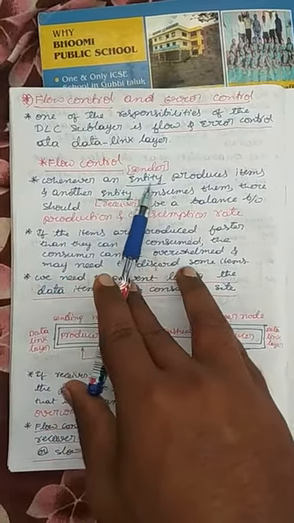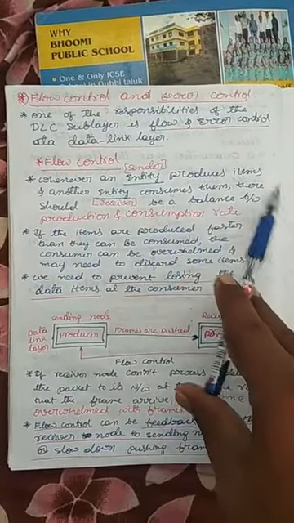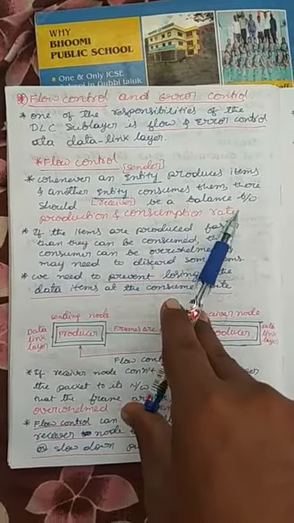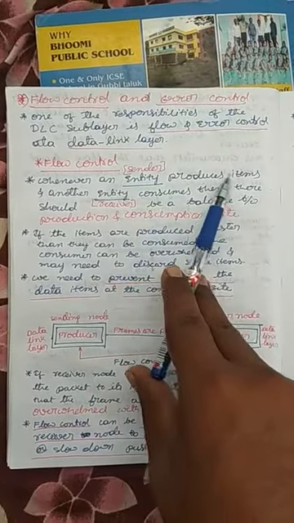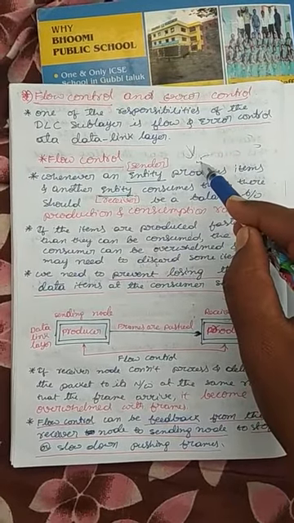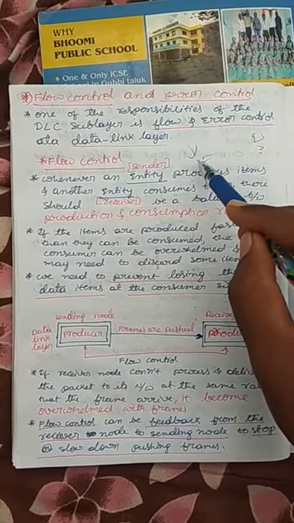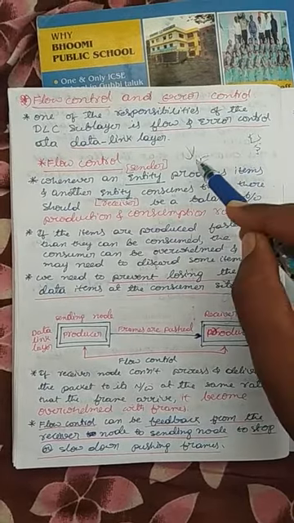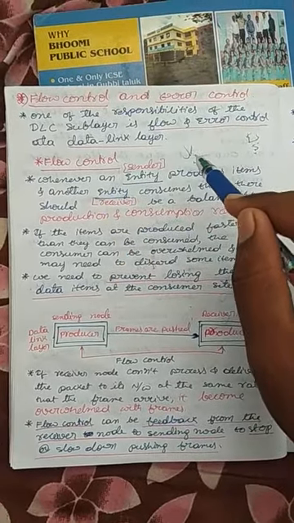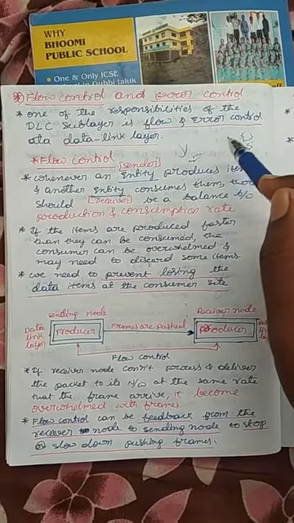Whenever an entity produces items and another entity consumes them, there should be a balance between the production and consumption rate. Suppose there are two nodes A and B. A will send the items, B will receive the items. The sending rate and receiving rate should be balanced. That is what flow control means: the production or sending rate and the receiving rate should be matched.